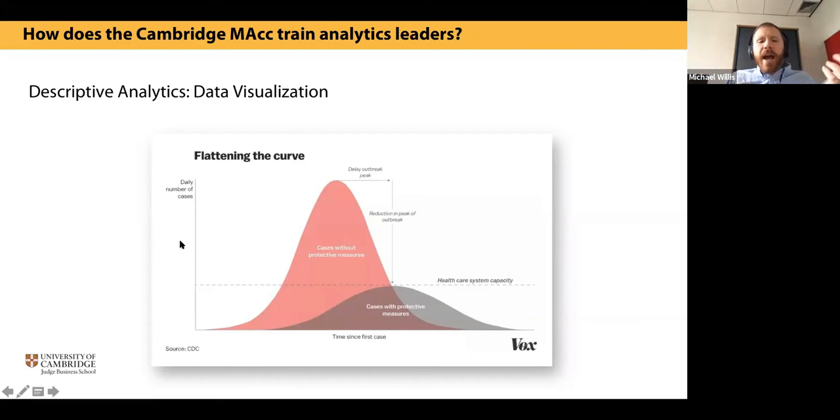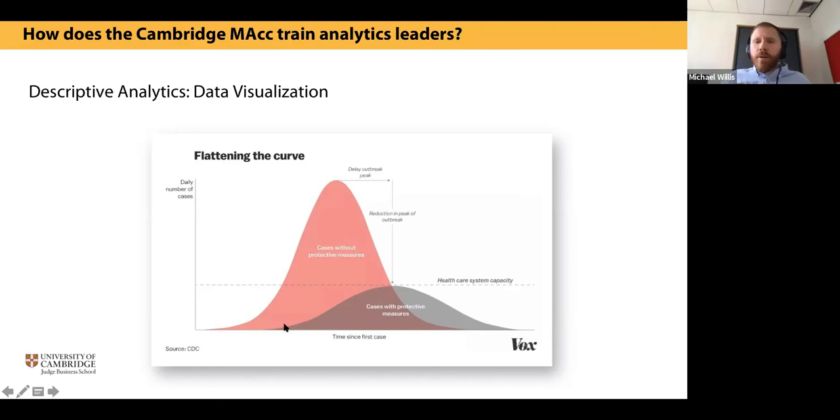And so you can see that it's a sort of minimalist look to this chart. There are two curves here. There's one that's colored in red and one that's colored in gray. The axes are clearly labeled. So we have time along the x-axis, and we have daily number of cases on the y-axis. And you can see here that we have these two curves. One is cases without protective measures, and the smaller, the flatter curve is cases with protective measures. So this is trying to communicate what happens if we do nothing and what happens if we do something.